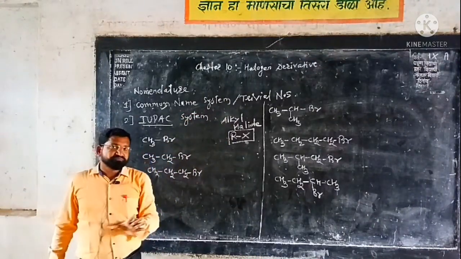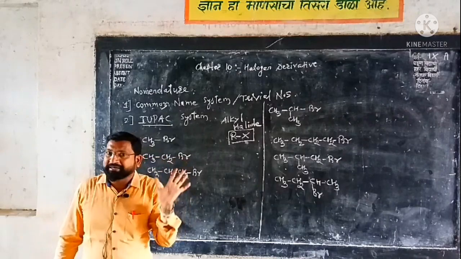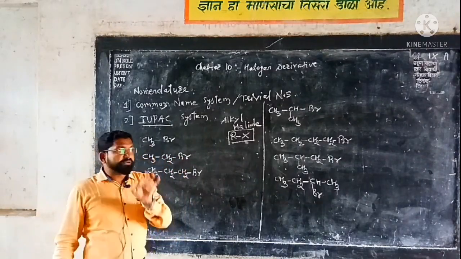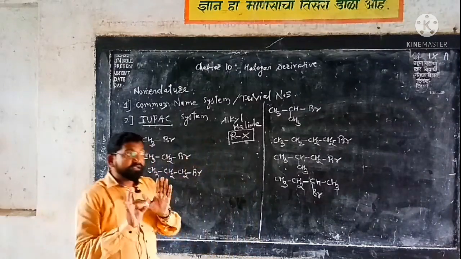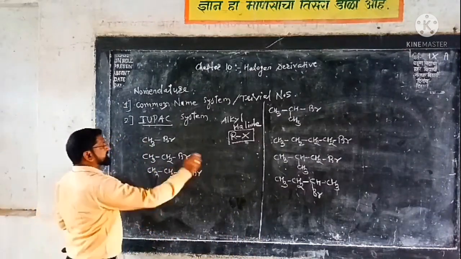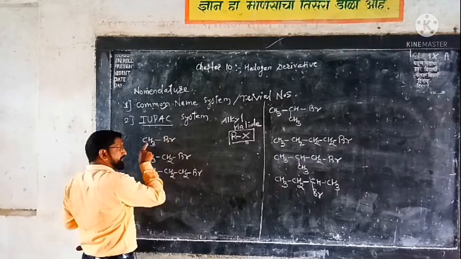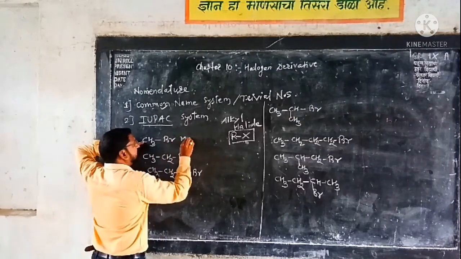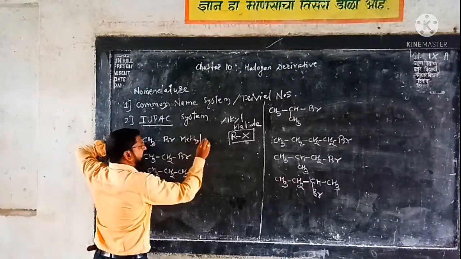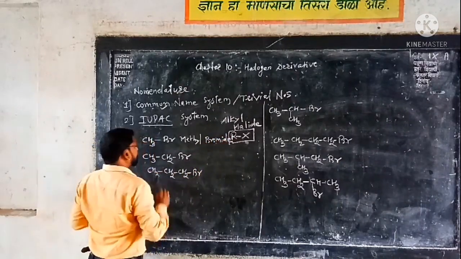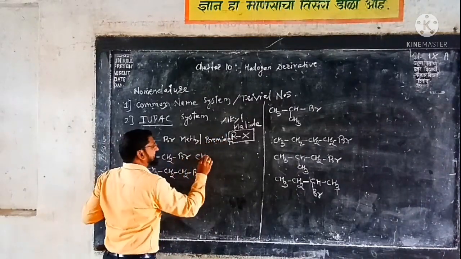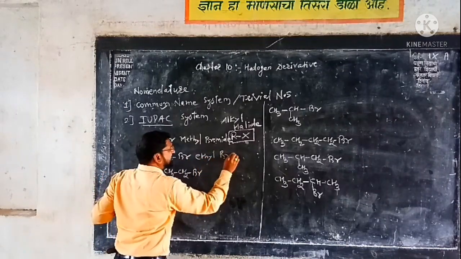Which alkyl group? At least you should know up to 10 carbon atoms: methane, ethane, propane, butane, pentane, hexane, heptane, octane, nonane and decane. In the methane case there is only one carbon atom, therefore its alkyl group will be methyl, and it will be methyl bromide. Similarly, ethyl bromide.